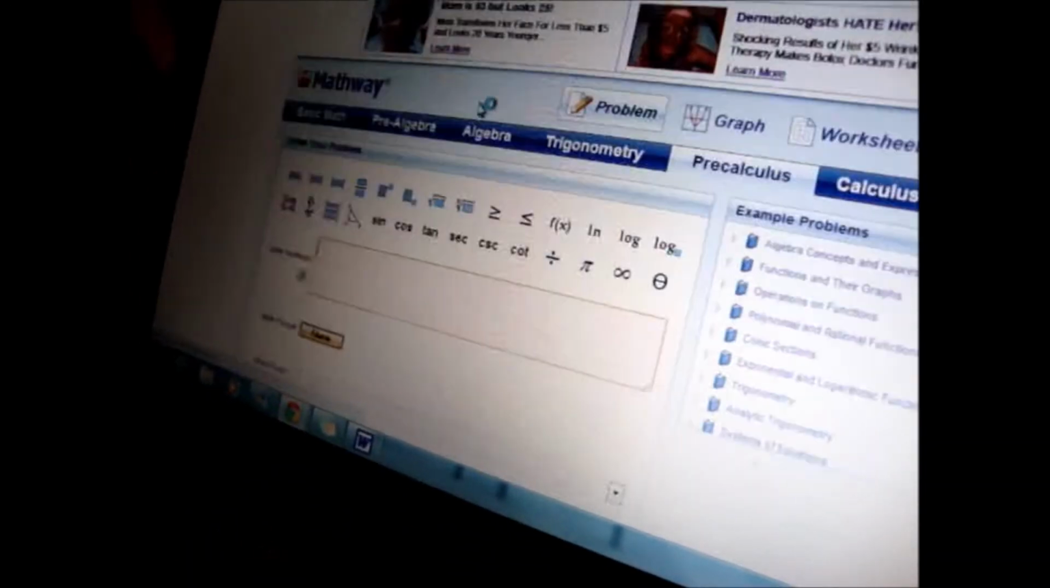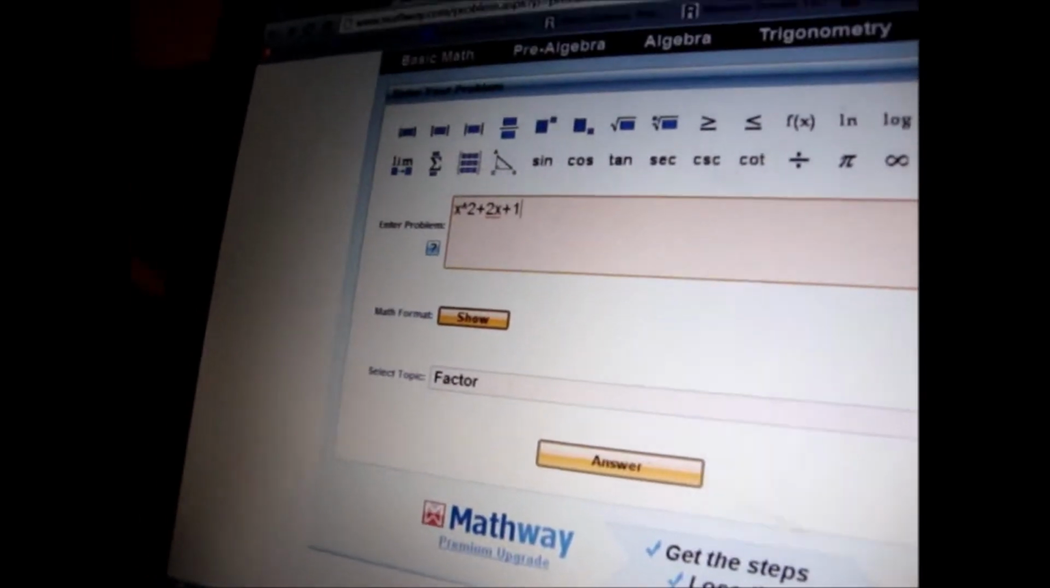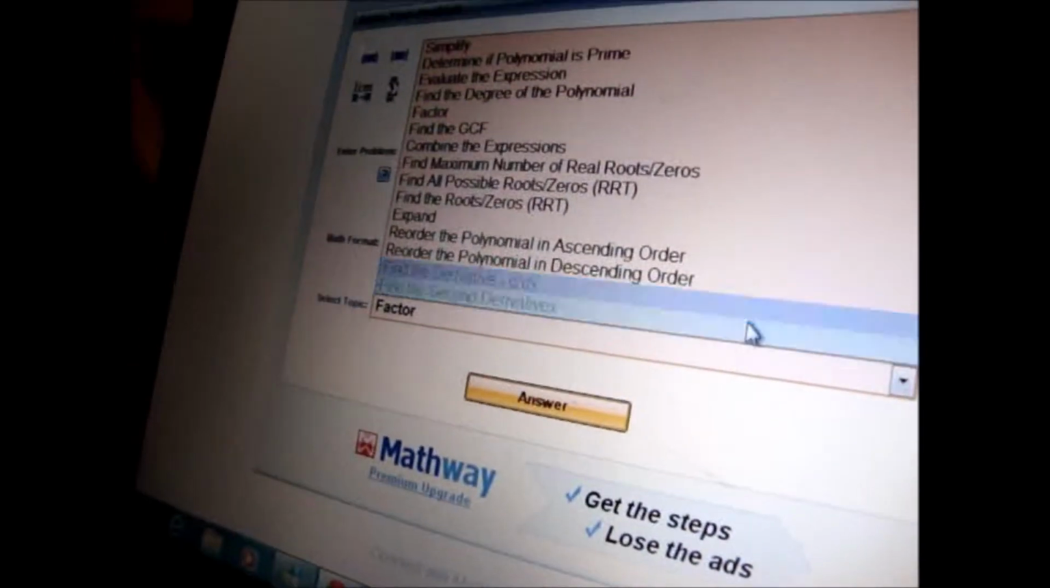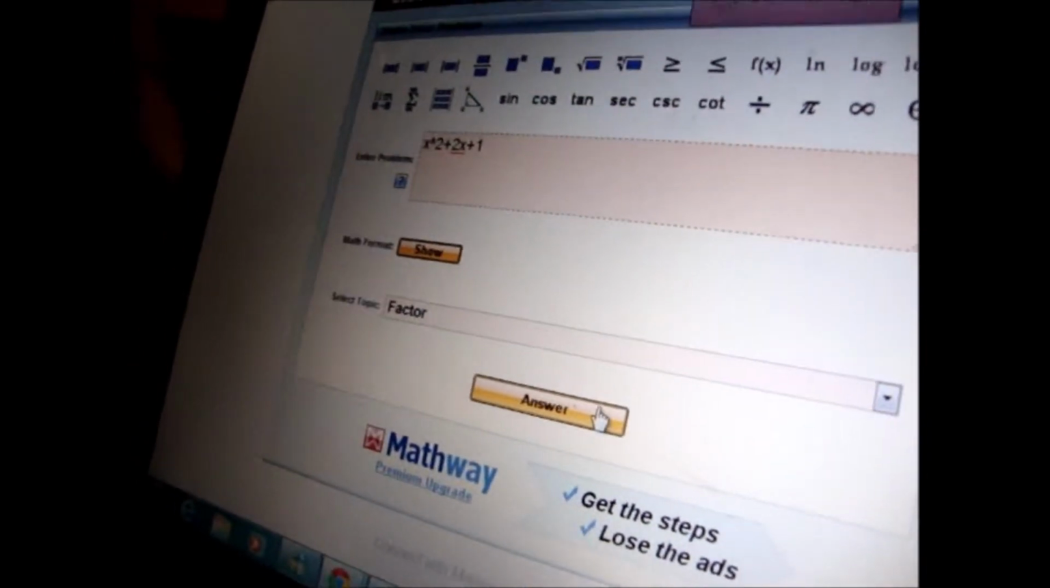So here on Mathway, basically we can check a lot of the problems that we encounter. For example, if I type in x to the power of 2 plus 2x plus 1, select a topic, one of which can be factoring or finding second derivative. I'll just click factor for now and click answer. So here we go, it calculates it and gives us an answer. So using this answer, we can just basically check our work. It's just a great way of doing so.